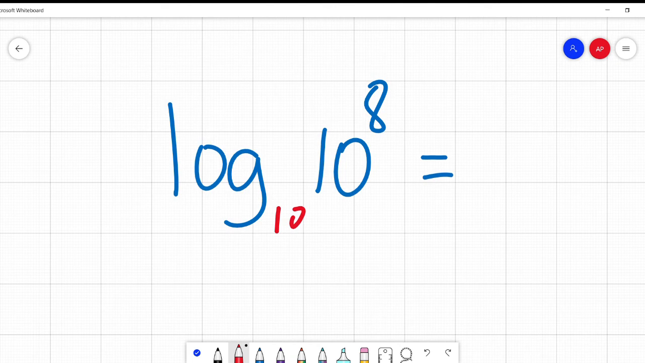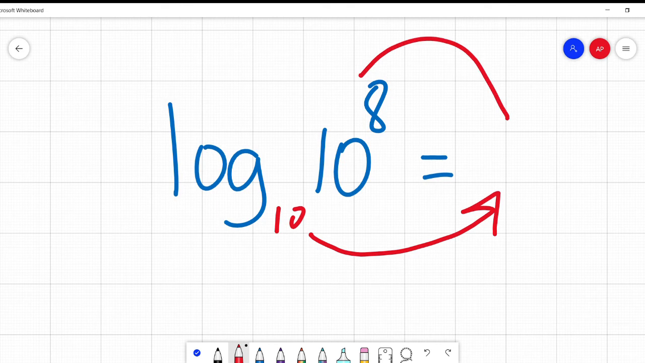Okay, because this is a base 10 understood, we're asking 10 to the power of what equals 10 to the power of 8? It really is. That's all we're asking. 10 to what power equals 10 to the 8th power? 8. That's it. That's literally it.